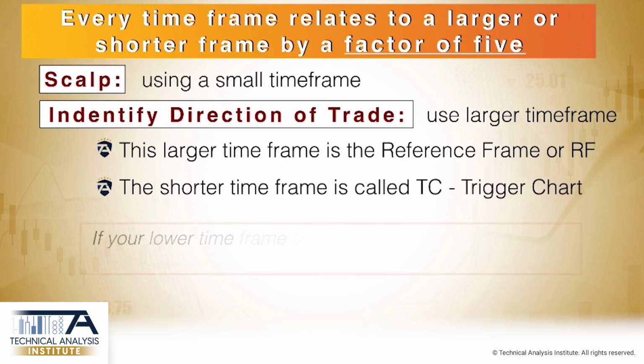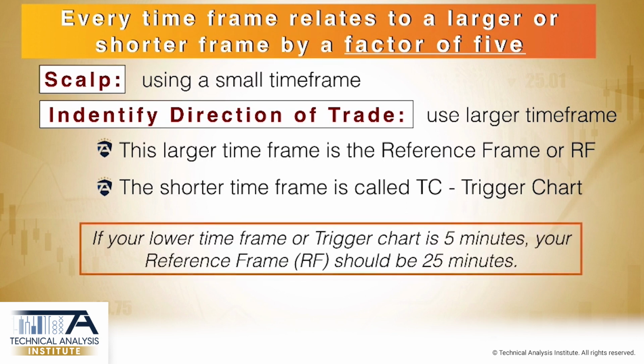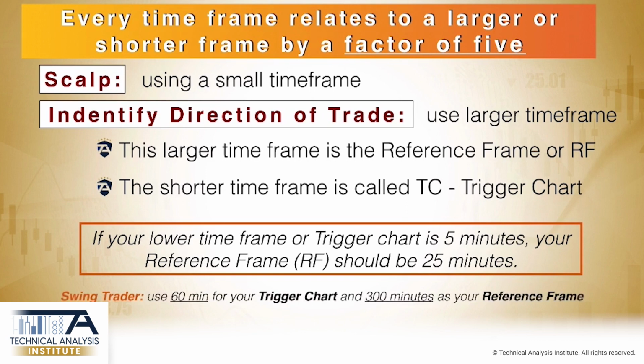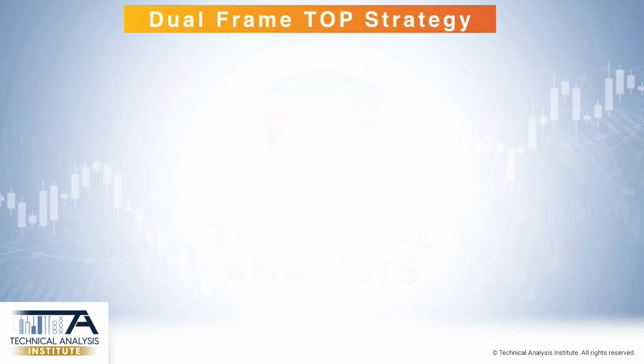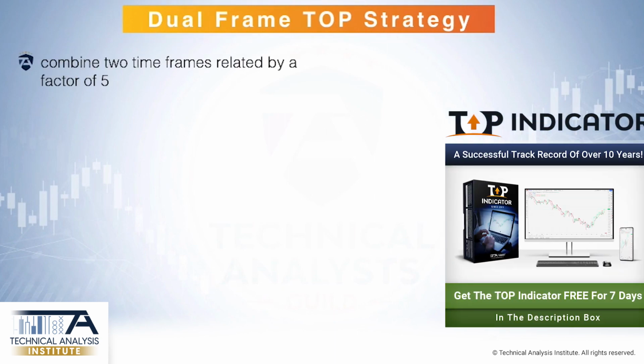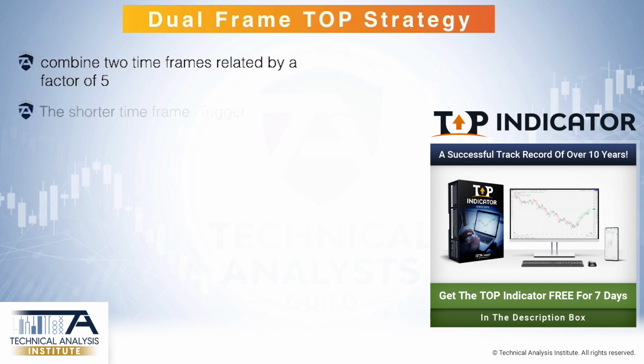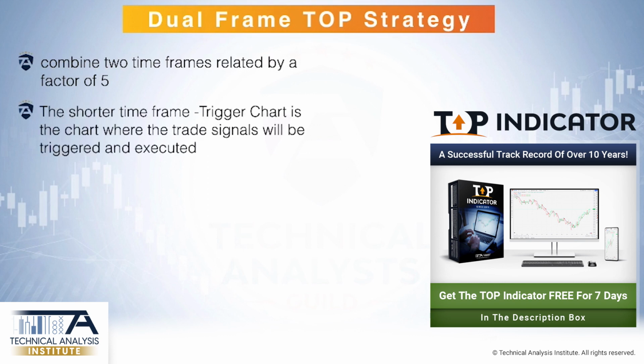If your lower time frame or trigger chart is 5 minutes, your reference frame should be 25 minutes. Obviously, if you are a swing trader who prefers to keep positions overnight, you will need to adjust these time frames to 60 for your trigger chart and 300 minutes as your reference frame. So for our dual frame trading strategy, we will combine two time frames related by a factor of 5. We will be taking our trades from the shorter time frame. We call it trigger chart, for it is here where the trade signals will be triggered and executed.